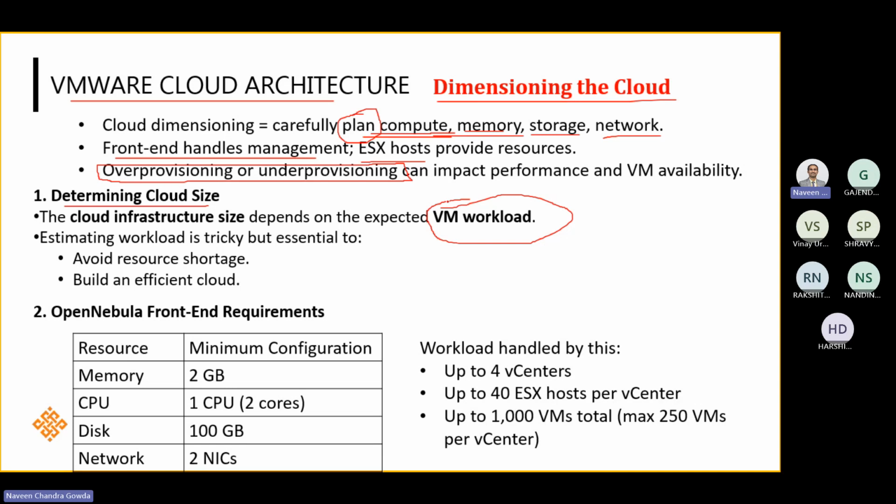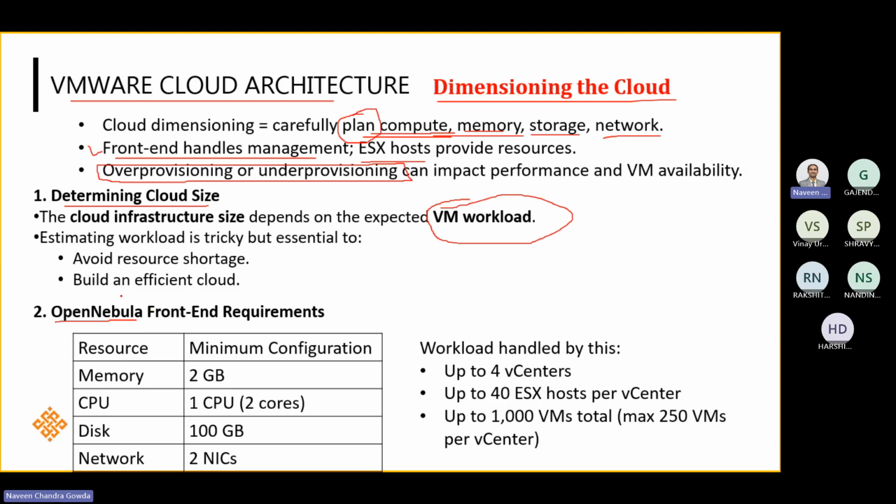When I say VM workload, it is entirely based on the task assignment. So at that time, you must make sure that resources are not underutilized. At the same time, the resources should not be overutilized as well. So one should have clarity on the cloud size. Next, you need to know about the front end. And as we just said in the previous slide, the front end for your VMware cloud is nothing else than OpenNebula.